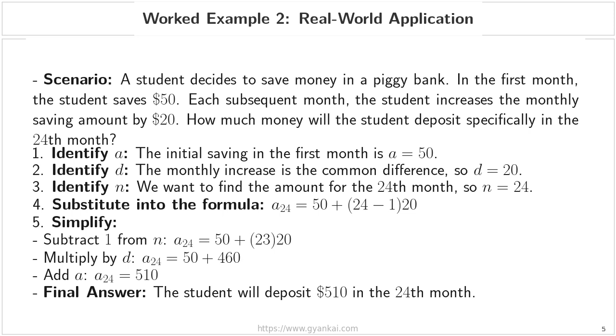Now that we have mastered the pure mathematical application in our first example, let's see how this formula actually works in a real-world context. To solve this, we will follow the same systematic procedure we just practiced. As we move to our next slide, I want you to pay close attention to the common pitfalls that might lead you to an incorrect result in problems like this one.